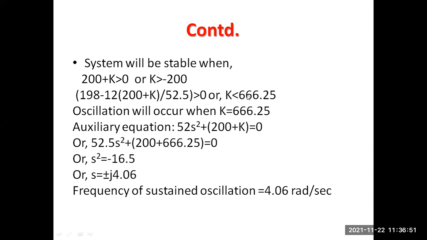Okay. Now for the sustained oscillation, we know that if sustained oscillation occurs, this is the limiting value. So if the value of K is 666.25, then obviously the system will exhibit sustained oscillation.